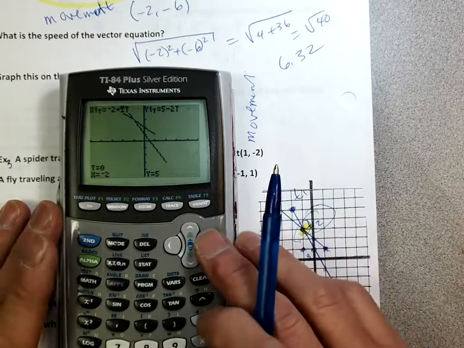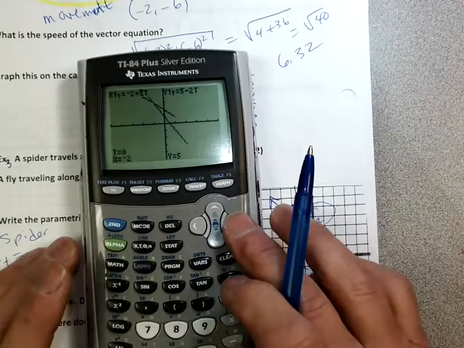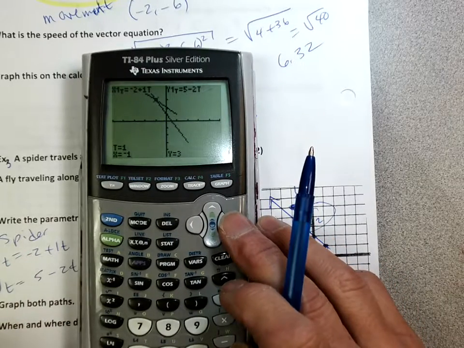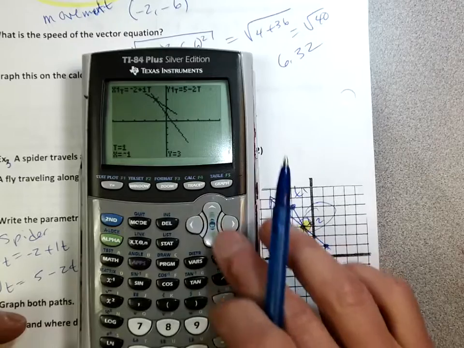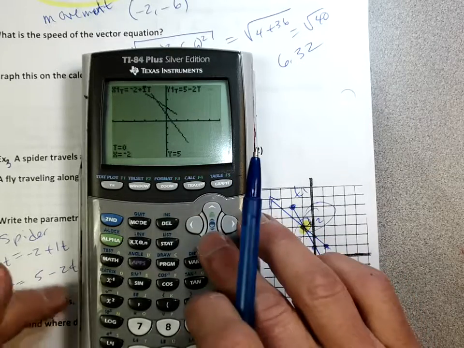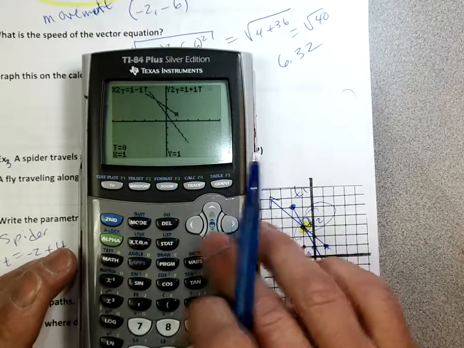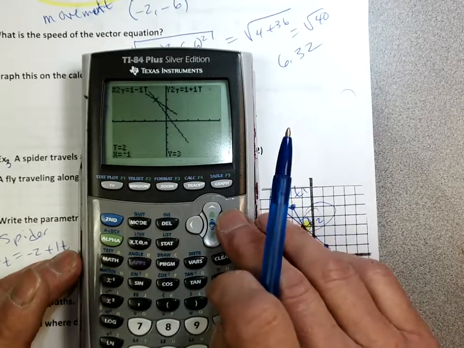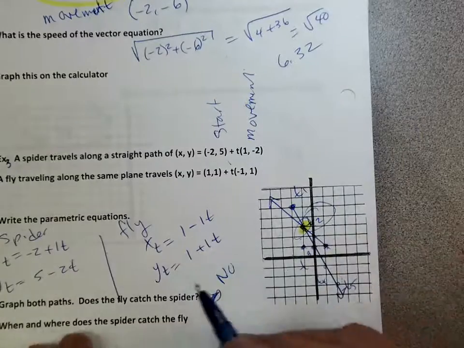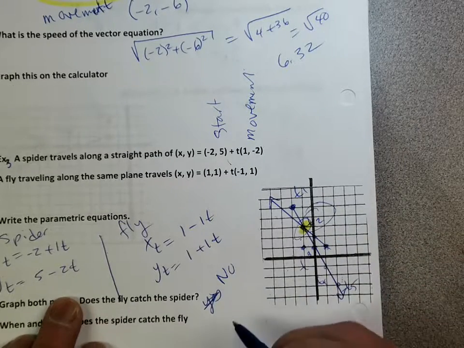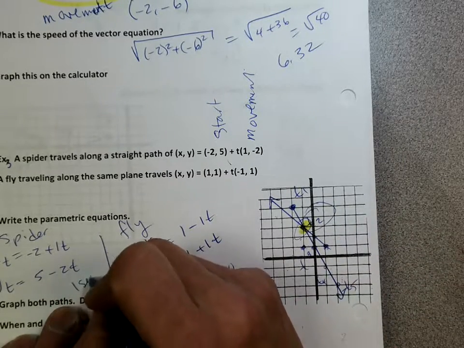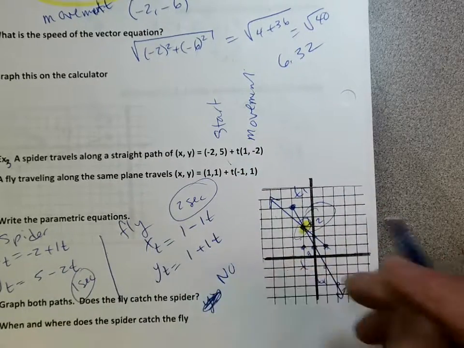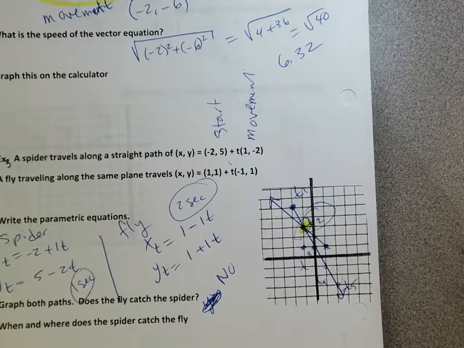So here's our first equation, which is the spider. The spider is at that intersection after 1 second, right? All right, and then if I do the other equation, it doesn't make sense. Shouldn't the spider be at 2 seconds? Yeah. So he's there after 1 second, and he's there at 2 seconds. They miss each other, don't they? So it's a big fat no. Does not catch him.